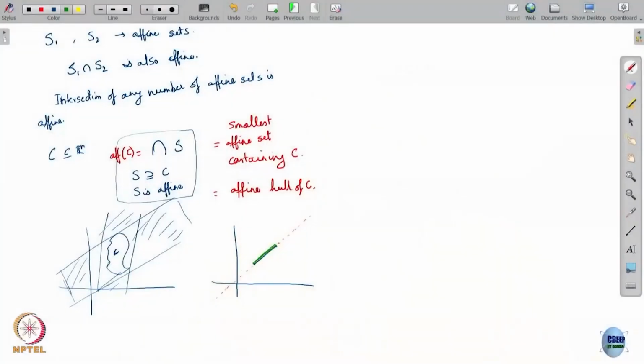R2. The minute it acquires some thickness, however small, the only way you can contain it in an affine set is to take the affine set as the full space. So, in this case the affine hull would become the full space. So, what is the affine hull capturing? The affine hull is capturing what the essential dimension of that particular object is.